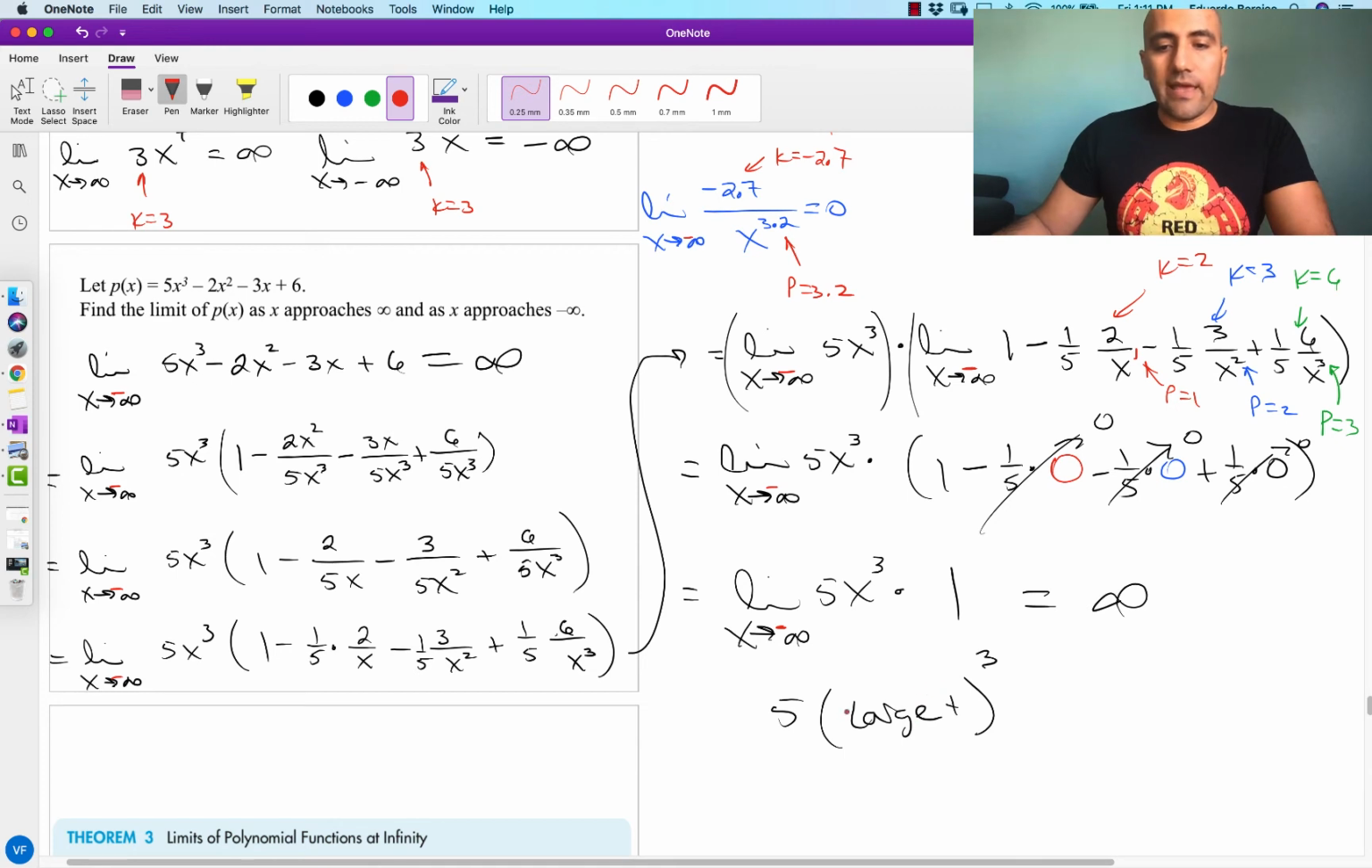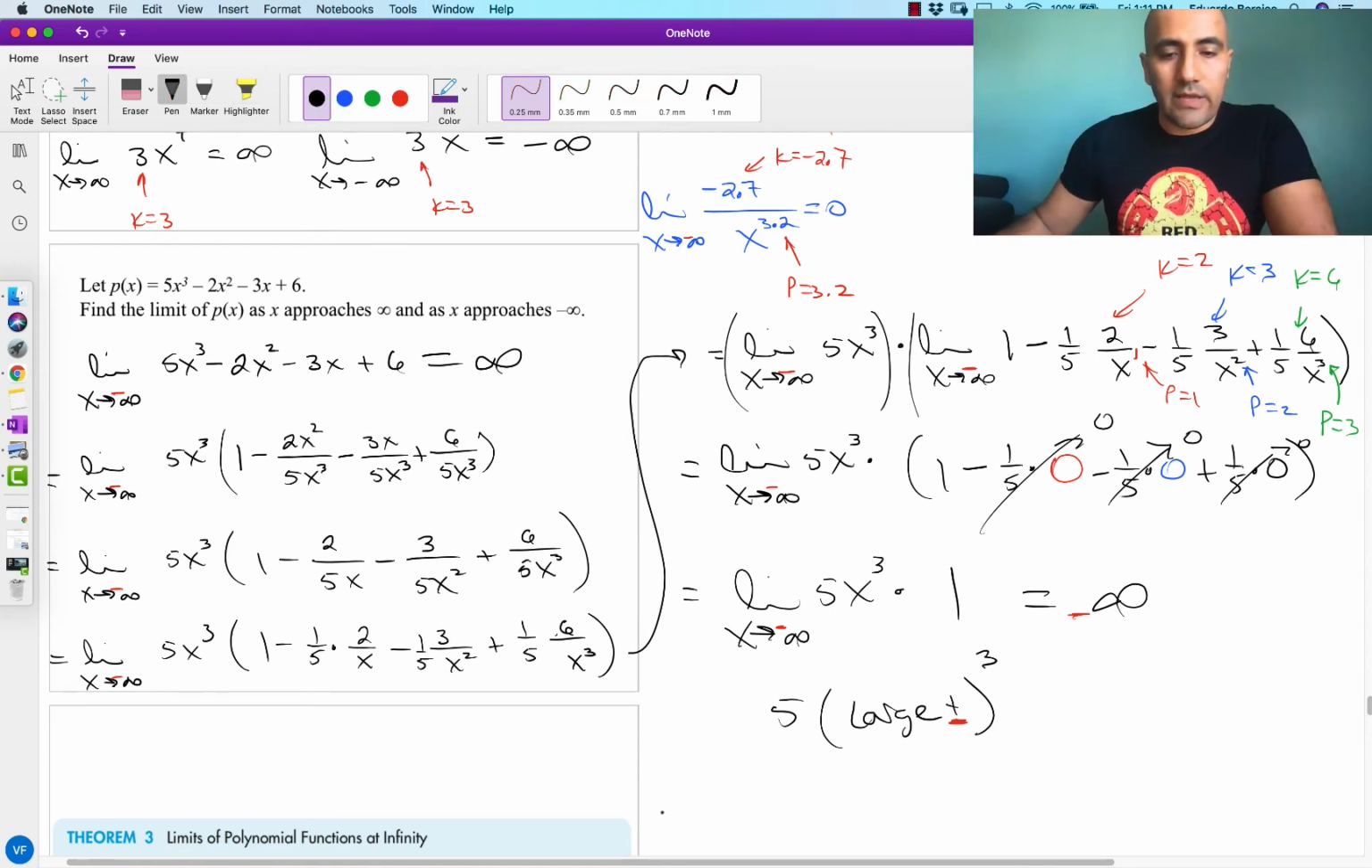So I'll have that as I plug in a very large negative number raised to the power of 3, it remains negative, still becomes an even larger negative number, times 5 becomes an even larger negative number, which means that this will grow toward negative infinity. Okay, so let's put them together.